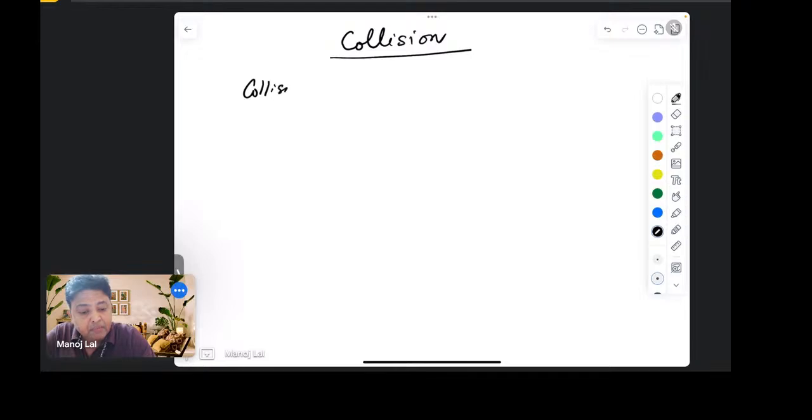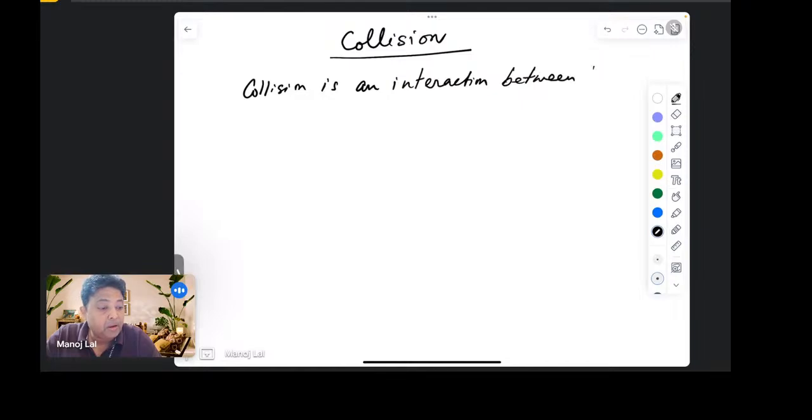Collision is an interaction between the particles. Right. So collision is interaction between the particles. Let me come to the particle-particle interaction.